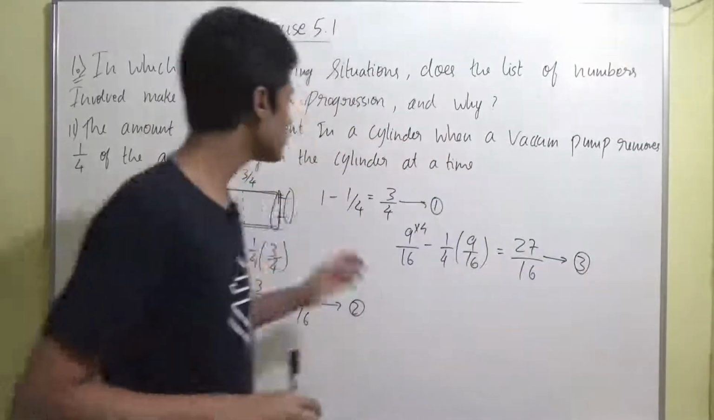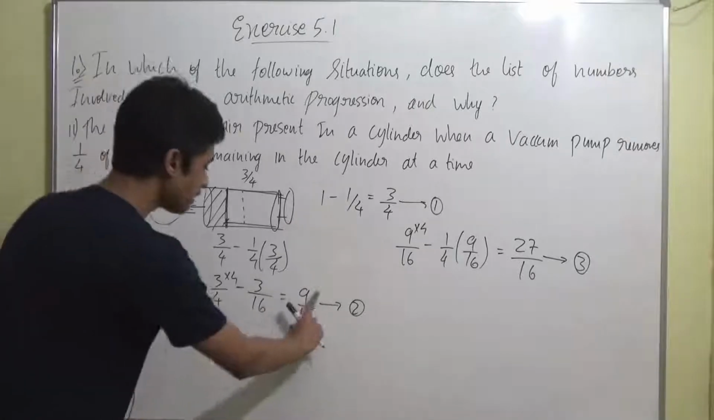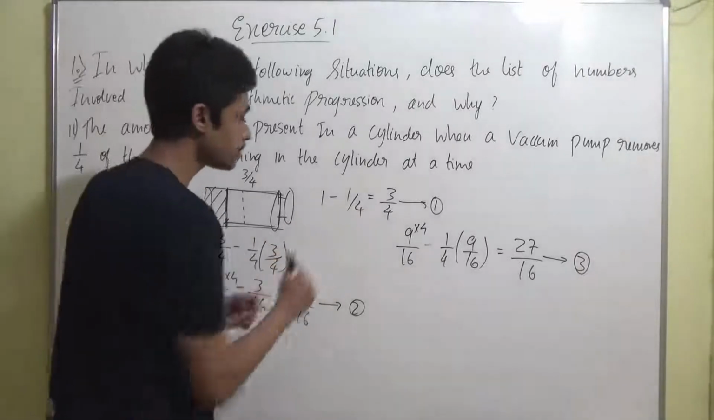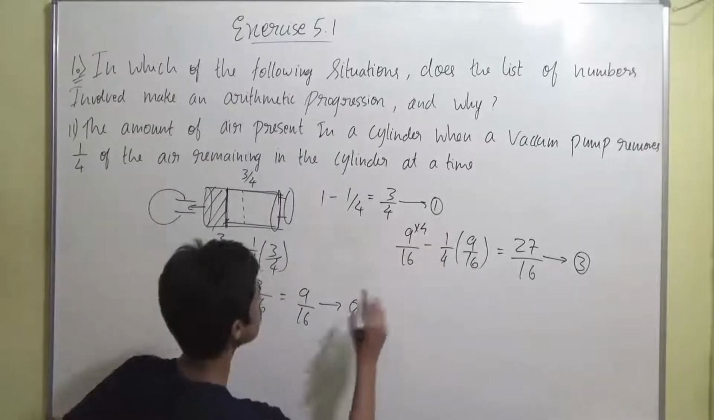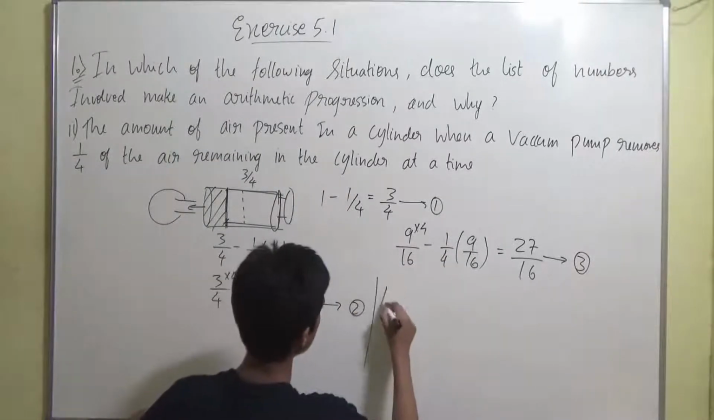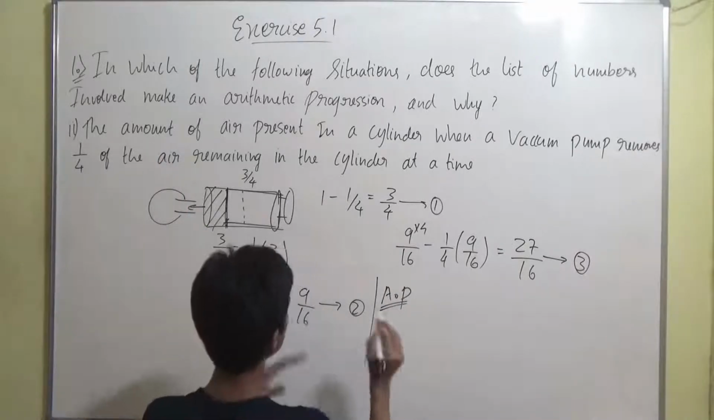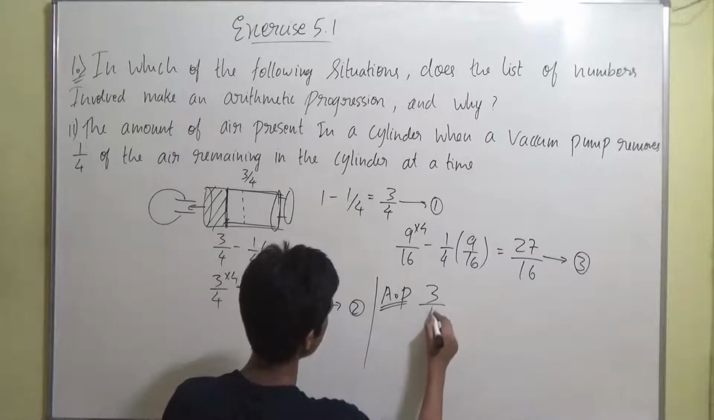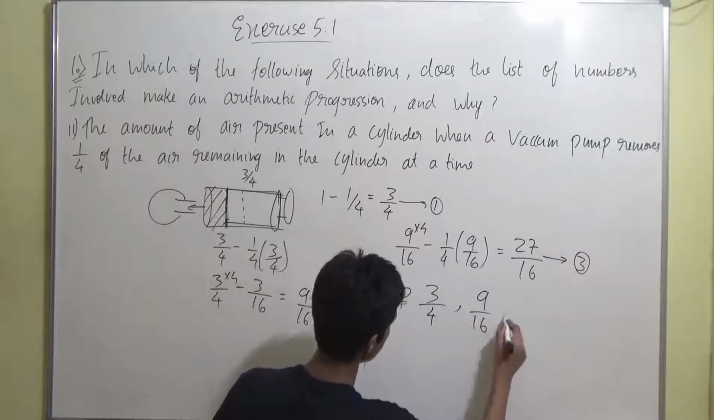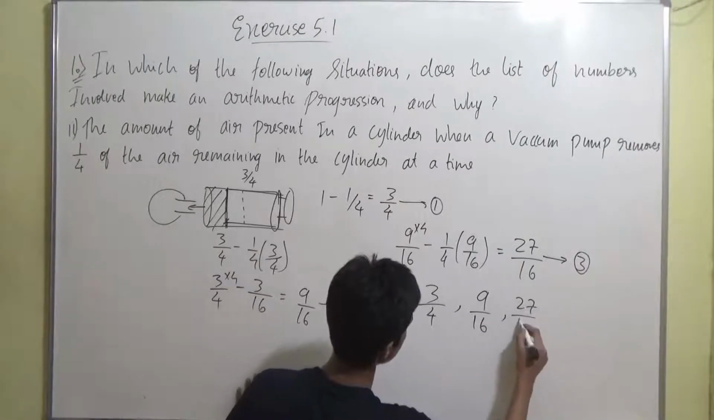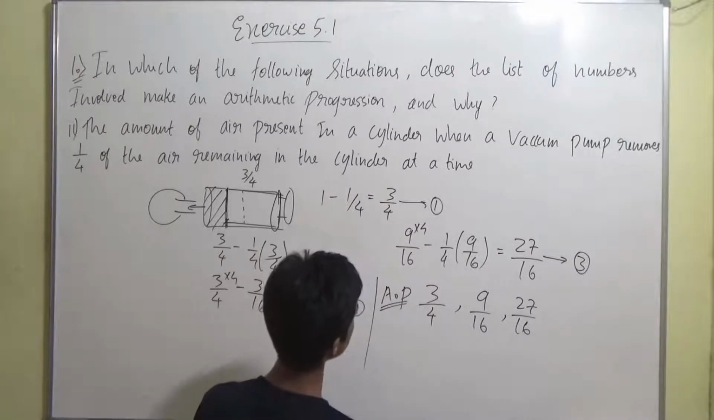Now these 3 terms are enough to form an AP, guys. What's the first term? First term is 3/4, the second is 9/16 and the third is 27/16. So we have to form the AP first from the given conditions in the question. The AP formed is 3/4, 9/16, 27/16. Getting it guys?